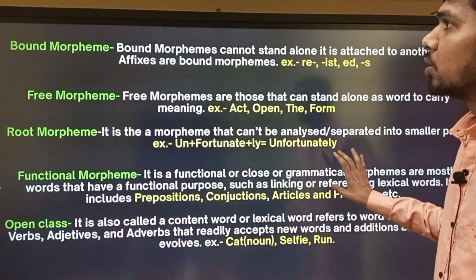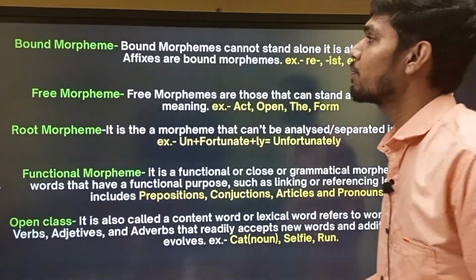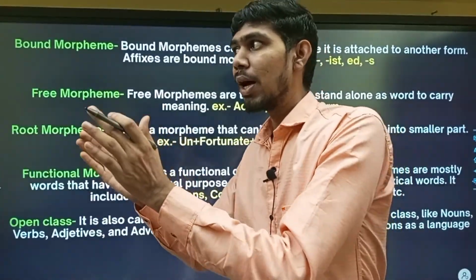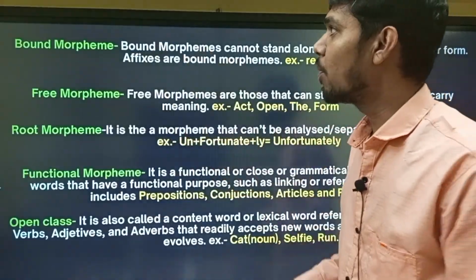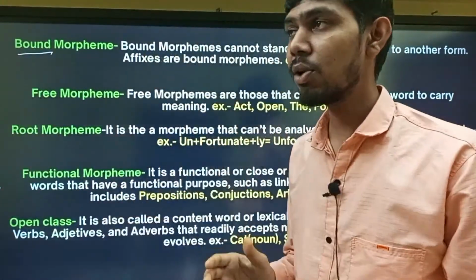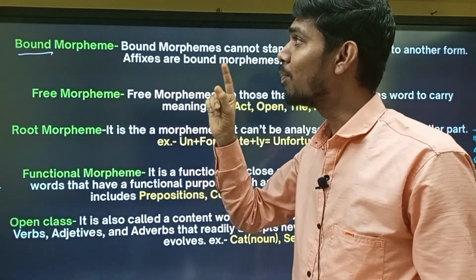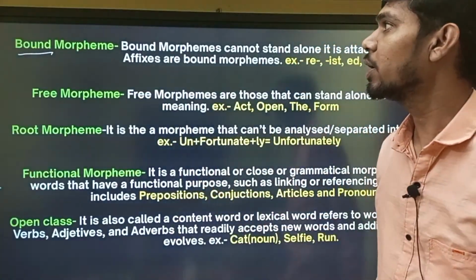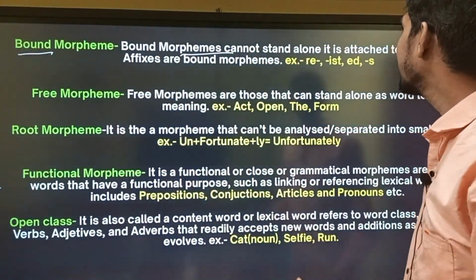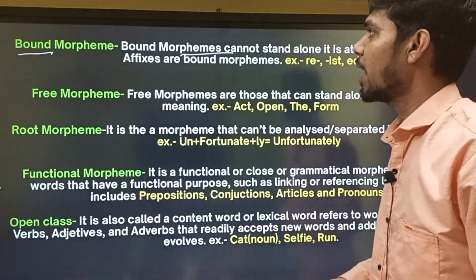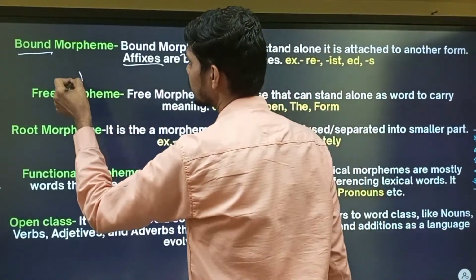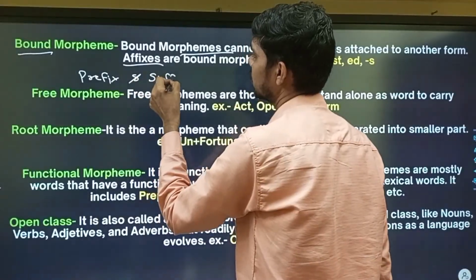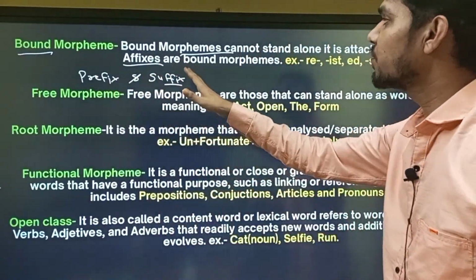Okay, so here is the bound morpheme. What do we mean by bound morpheme? The bound morpheme is a morpheme that bonds to some word. That's why it is called a bound morpheme. It cannot stand alone. If it stands alone, it cannot carry any meaning. Only when it bonds to some word can it carry meaning. Bound morphemes cannot stand alone, and are attached to another form. Affixes are prefix and suffix, so prefix and suffix are bound morphemes.